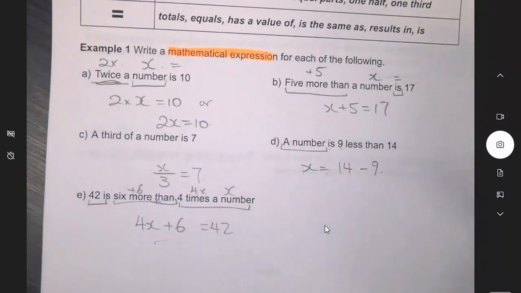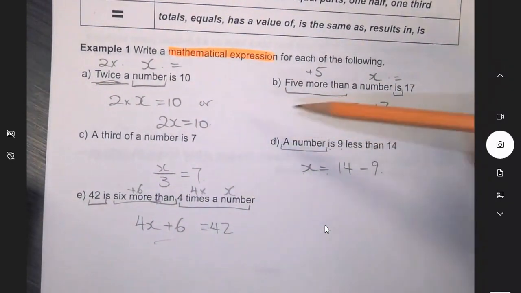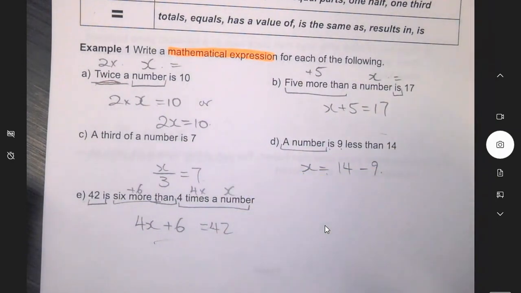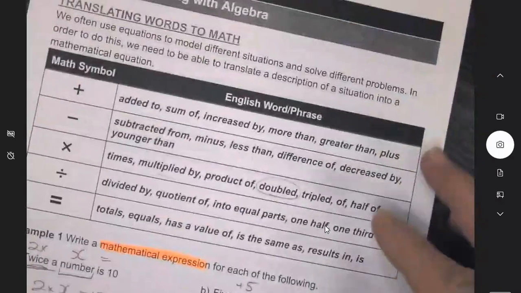And for today, what I would like you to do is try to solve for x for all these situations using the methods that I taught you yesterday. Okay? So let's do example 2. Okay?